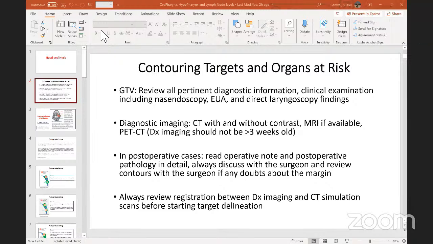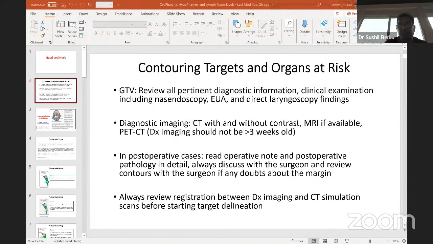So we have a few answers. First, GTV to CTV margin, they have answered 5 mm, and CTV to PTV, they have answered 3 to 5 mm. Good. And what about the constraints? Anybody is into the constraints? And last but not the least, what is the spinal cord tolerance? What would you say the spinal cord tolerance is?